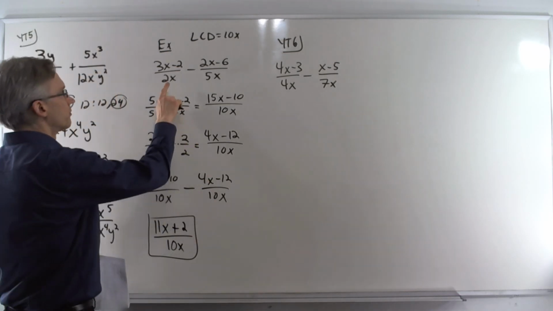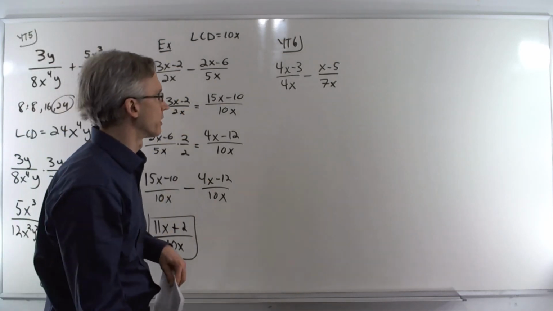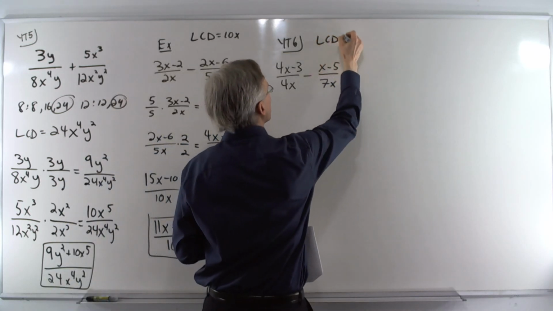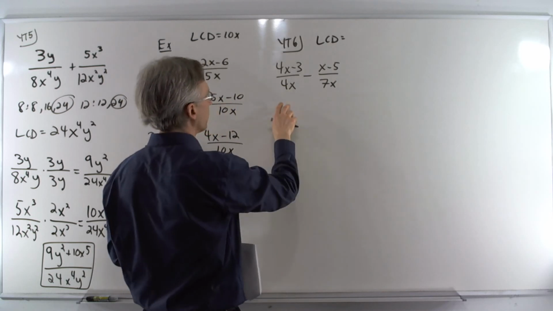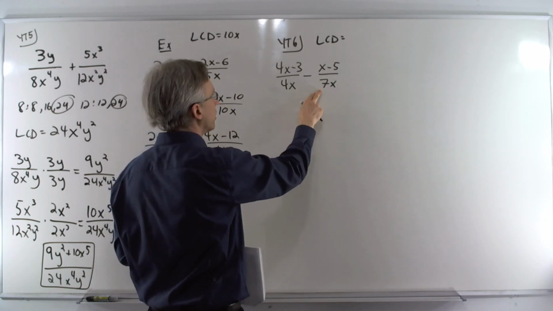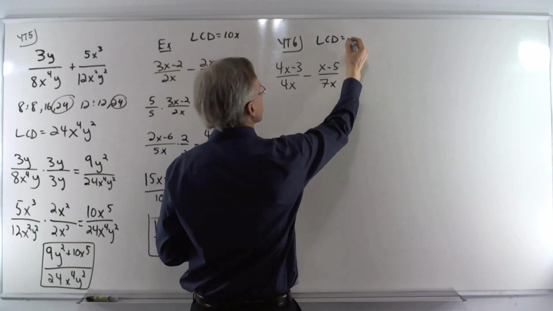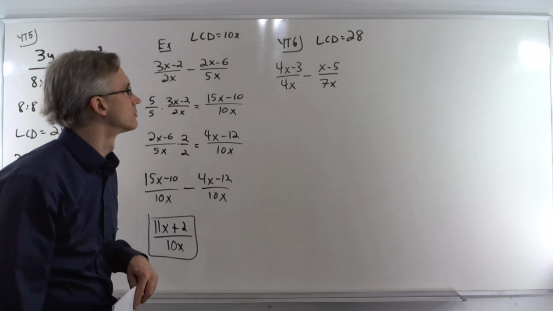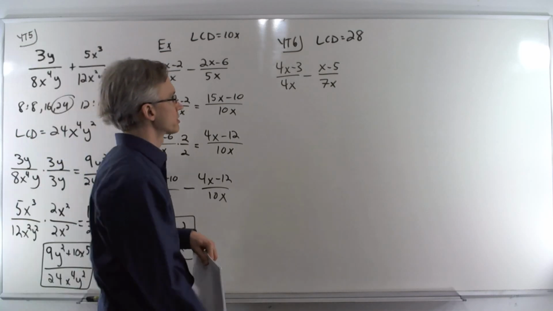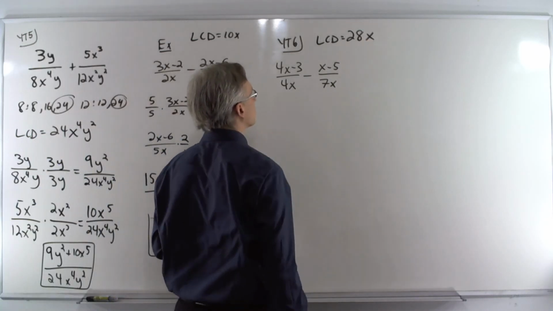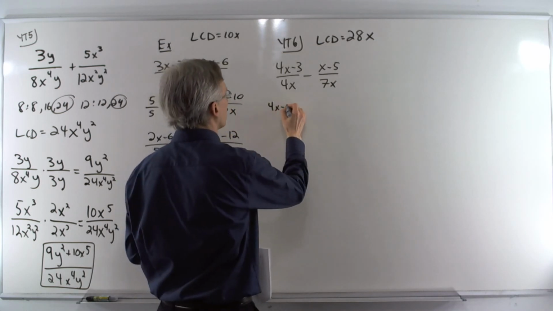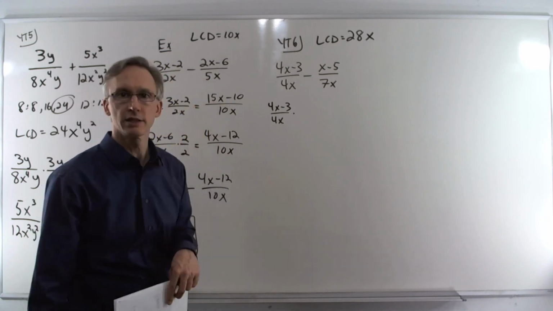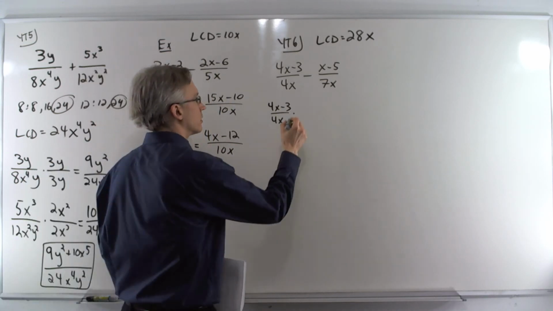So just like the example, we've got a single x in the denominator, so we know our LCD is going to have that single x in it. Right now we need to find the least common multiple of 4 and 7, and that is 28. So our LCD is going to be 28x. So how do I turn 4x into 28x? We're going to multiply by 7 over 7.